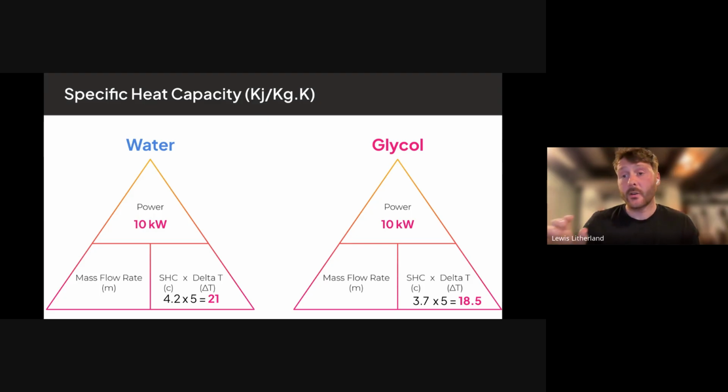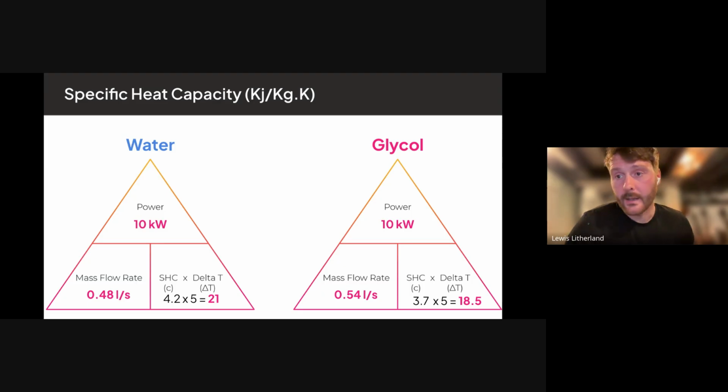Glycol is exactly the same. The only thing we've changed is the 3.7. So instead of 4.2, it's actually a lower heat capacity, so it can't carry as much energy. So it's now 3.7. Once you put both of these into a calculation, it tells you that you need 0.48 litres per second for your water, and you need 0.54 if you're using glycol. So you need a higher flow rate to still maintain that same power output if you're using glycol. This is where the science and the physics come in. It's very straightforward, though. It's literally put it into a triangle. It's all there for you right in front of your face.